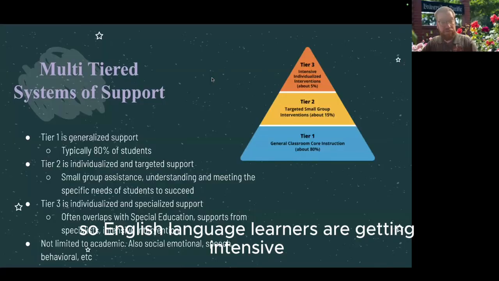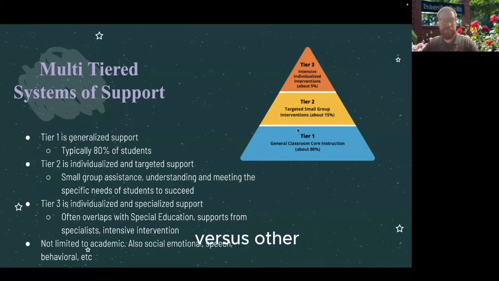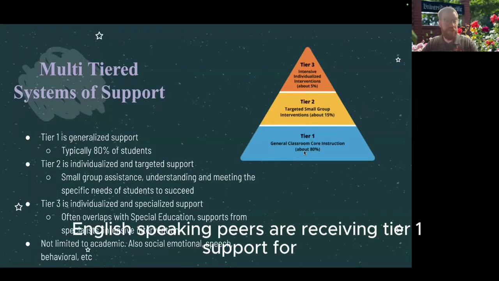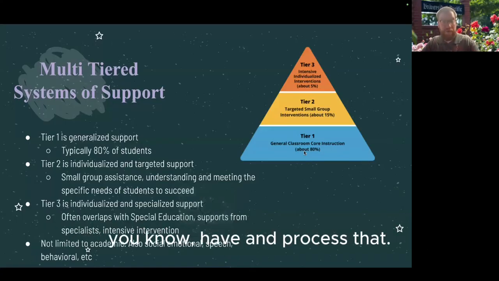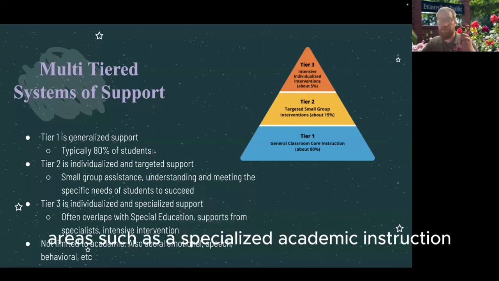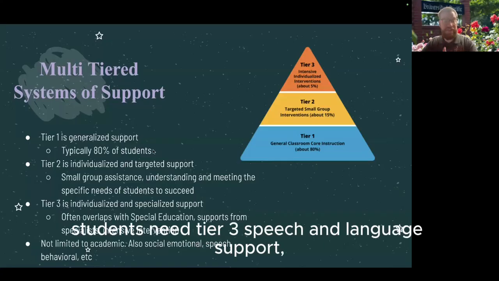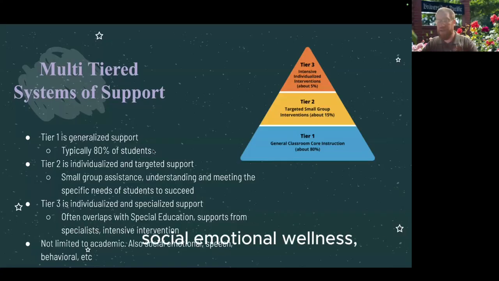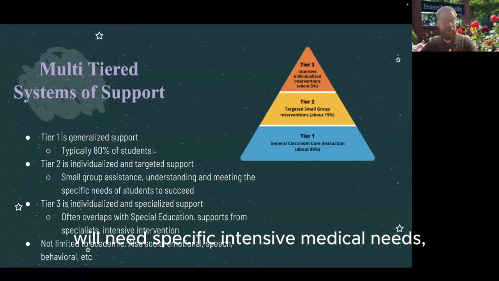So English language learners are getting intensive, specified tier three support for English acquisition, versus other native English-speaking peers who are receiving tier one support for continuing to develop their language fluency, because we expect them to have and process that. This also goes across areas such as specialized academic instruction or special education, speech and language. If students need tier three speech and language support, social emotional wellness, even medical support, students who are medically fragile will need specific intensive medical needs.